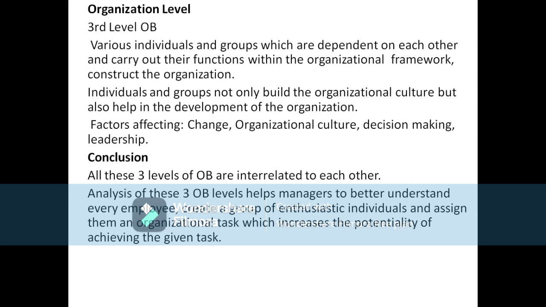Okay, so coming to the conclusion, all these three levels of OB are interrelated to each other, as we have seen at individual level, at group level, and organizational level. These are the three levels that are related to OB. Analysis of these three levels will help managers. Why are we analyzing organizational behavior at all these three levels? By analyzing, we will understand the people's attitudes, people's values, the perceptions, the learning behavior, all can be known and understood, and then the managers will be able to interpret.